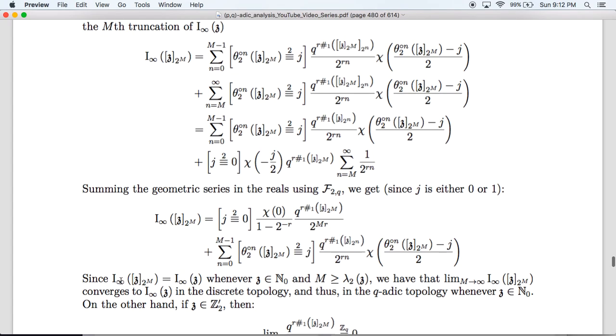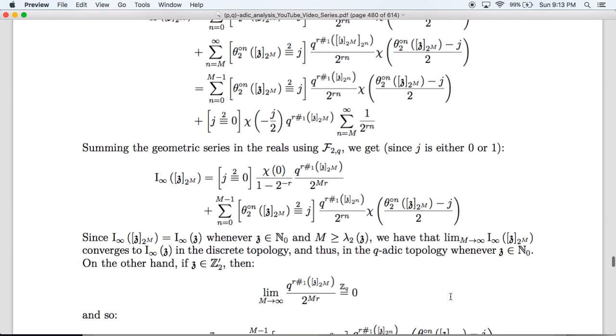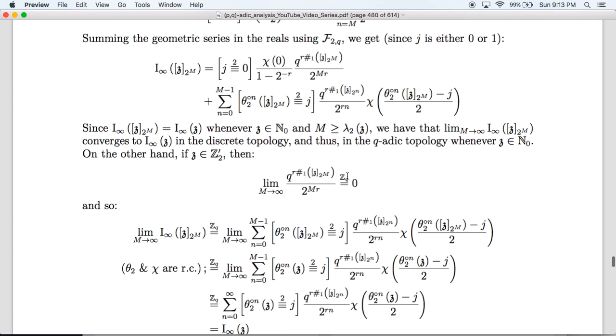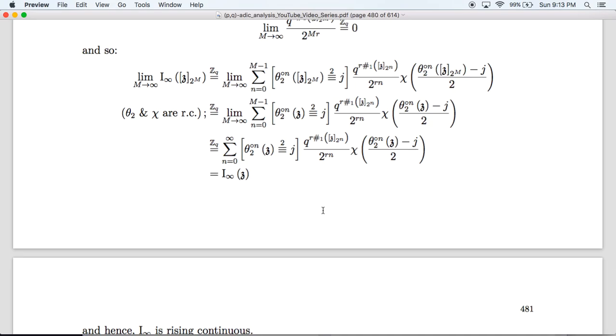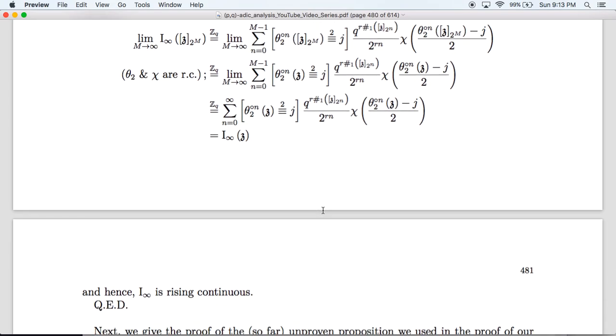Since this will converge to 1 infinity of z in the discrete topology whenever z is a non-negative integer, as m goes to infinity, we have that the limit, we have rising continuity in the discrete topology on n0, which means we converge in the q-adic topology there. On the other hand, if z is in z2 prime, this thing tends to 0 q-adically as m goes to infinity, and we then get convergence, and so we win, and therefore I infinity is rising continuous.